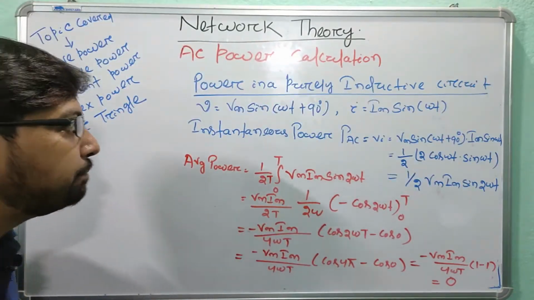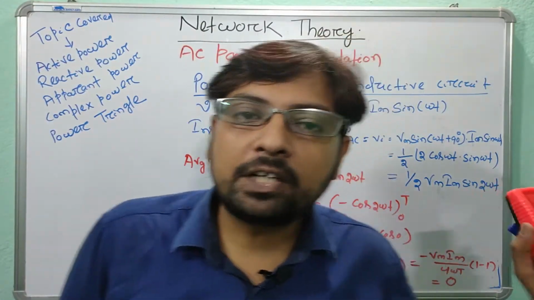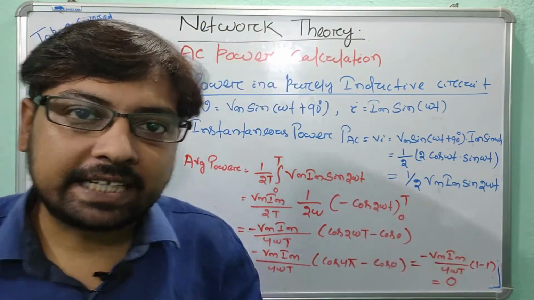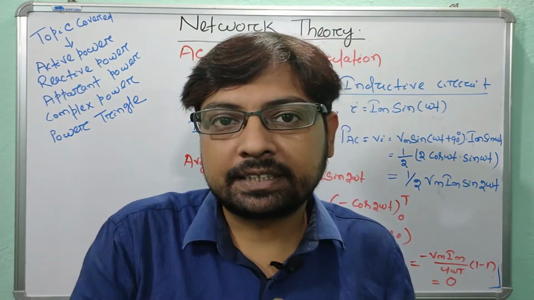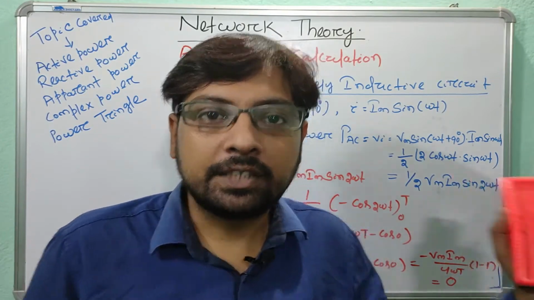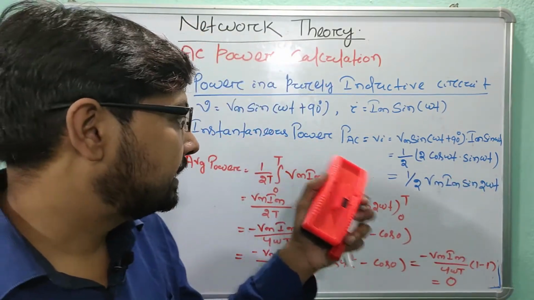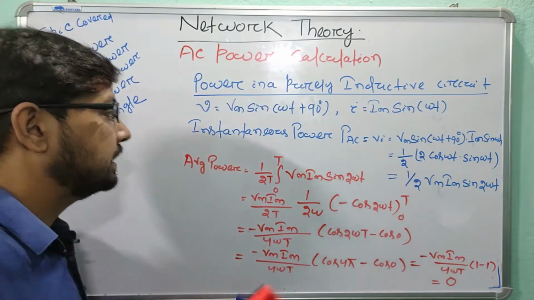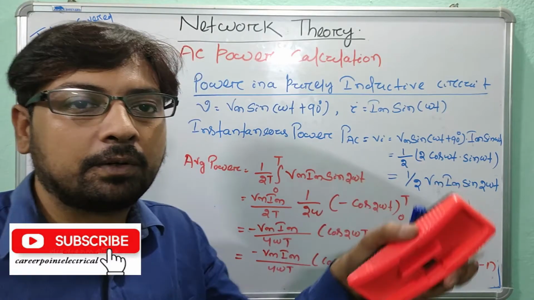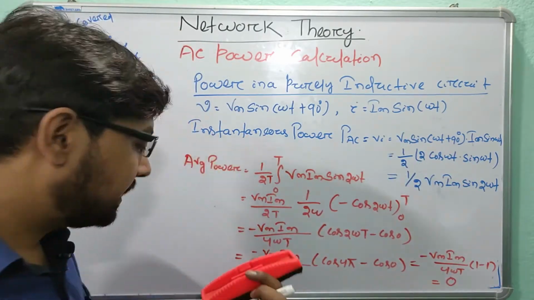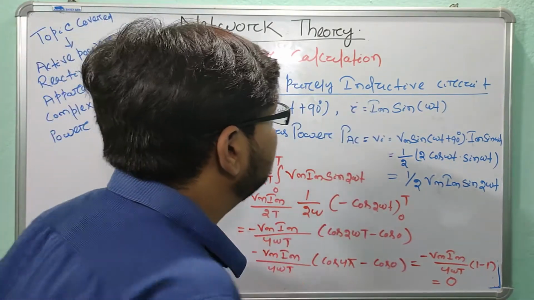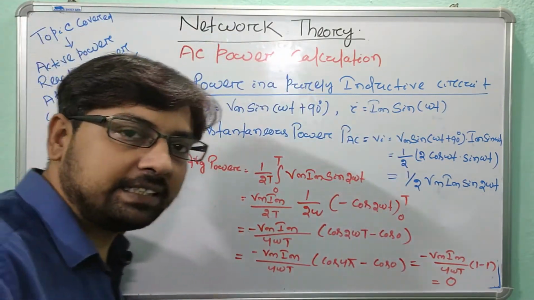Now the power in a purely inductive circuit. In a purely inductive circuit, if you take the voltage as reference, then the current is lagging the voltage by 90 degrees. If you take the current as reference, then the voltage is leading by an angle of 90 degrees. So here we take the current as reference, so my voltage is leading the current by 90 degrees. I take V is equal to Vm sin(omega t plus 90 degrees) and I is equal to Im sin omega t.